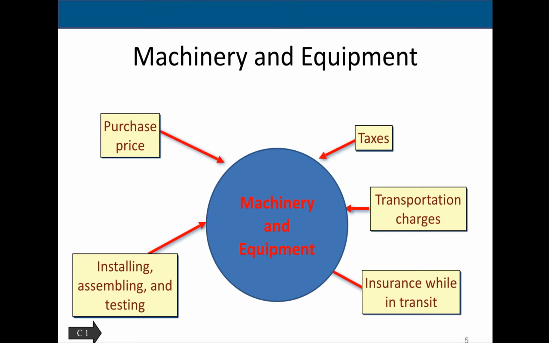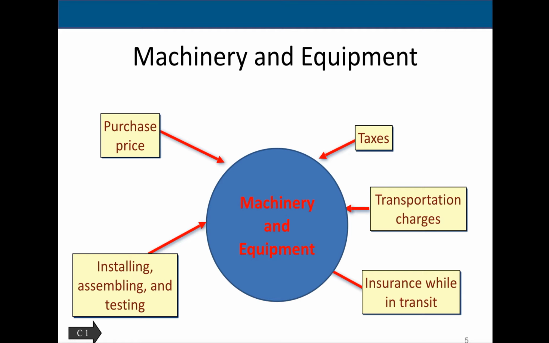So in this case, we needed insurance to get it here. We had to pay to get it here. There were taxes involved. Then there was this installing, assembling, and testing. In accounting terms, all of these things basically are just a component of the overall cost of this item. So just like the purchase price is a component, so is installing, assembling, and testing. What does that mean?